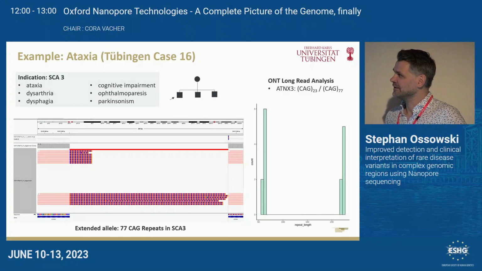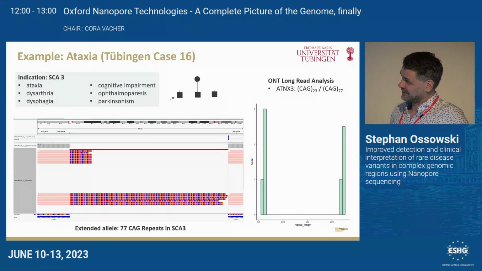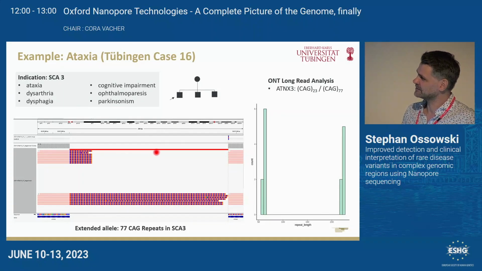Here's another one. In that case, both alleles are a bit longer than the reference. This is an ataxia, SCA3. But you can still easily sort the two alleles into their two lengths, and then likely the longer one, the 77 CAG repeat, is causal for this ataxia type 3. And with that, normally you have a diagnosis.